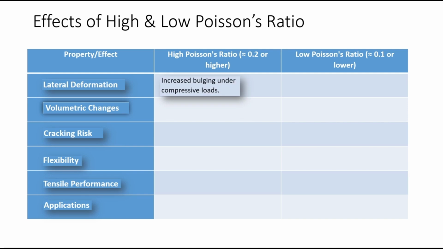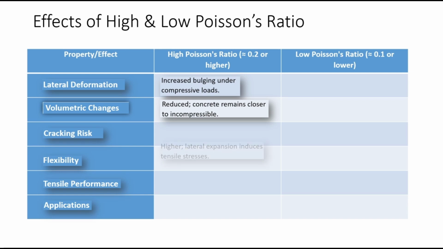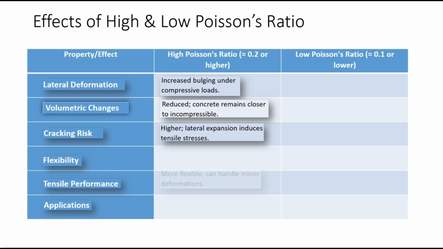In relation to lateral deformation, a higher Poisson's ratio leads to increased bulging under compressive loads. A higher Poisson's ratio will reduce the volume changes in concrete. Concrete remains closer to incompressible. A higher Poisson's ratio is going to increase the risk of cracking. Lateral expansion induces tensile stresses.